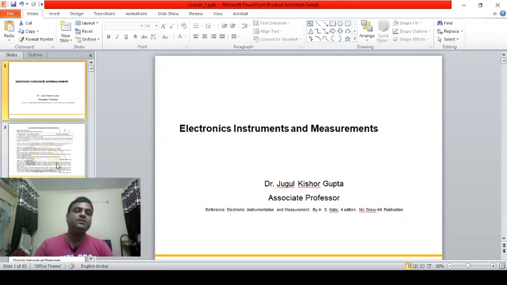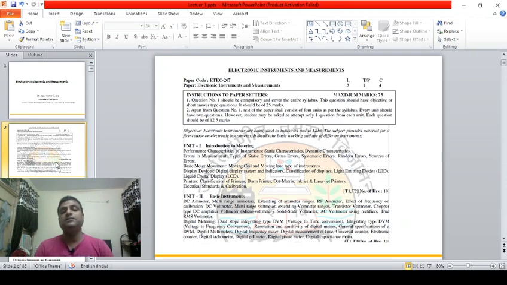In this particular subject, it's divided into four units. Unit 1 is just an introduction about metering. In this unit, we have studied the performance characteristics of the instruments, errors of the instruments, and then the basic meter movement. It means the movement of the pointer in the instruments.